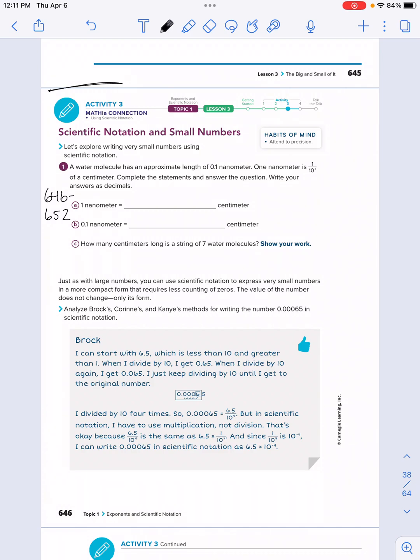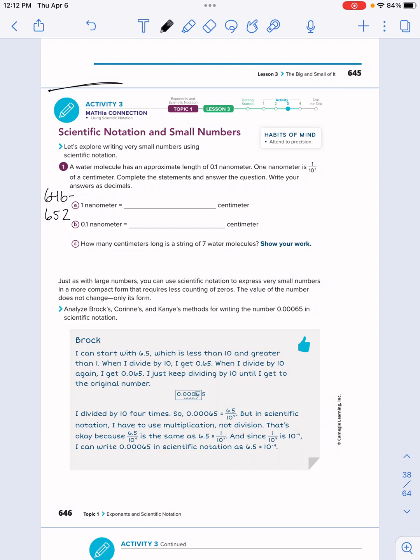All right, we're on page 646, going to 652, and then we have an assignment on 653. Still continuing with scientific notation. We talked about last time in our introduction that this is a method to abbreviate really big or small numbers. We're going to get to activities 3 and 4. So let's start with 3.